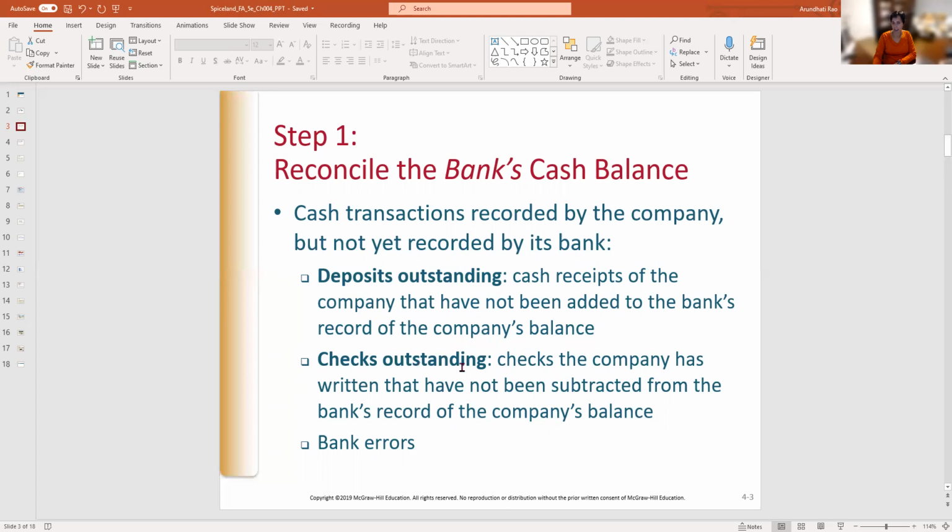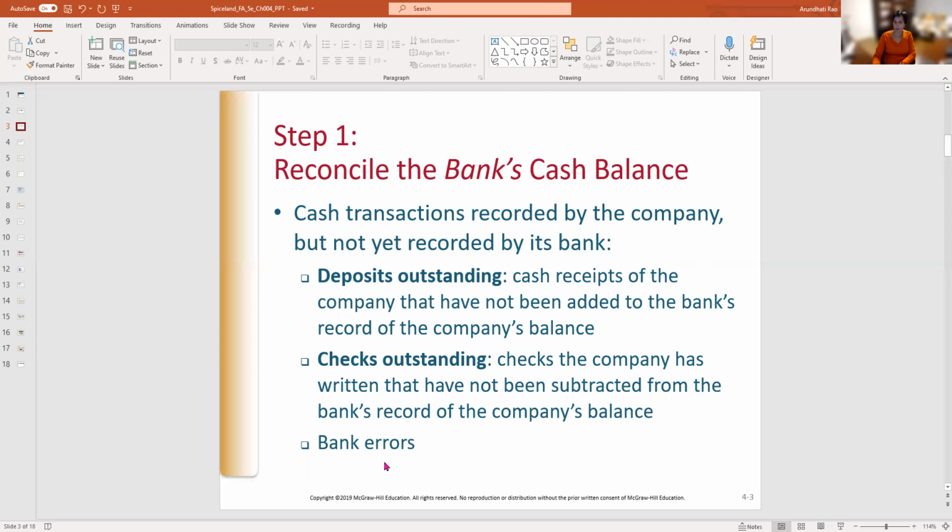Checks outstanding, on the other hand, means these are checks that I have written out and made as payment to vendors. I may have written and mailed them, and they may not have reached my vendors yet, or they've reached the vendor, but they've not yet deposited, or they may even have deposited, but it's not yet cleared the bank. All that means is, in my books, I'm already saying cash has been paid. Cash is credited, saying that this money is out of my account, but the bank is still showing the money in my account. So deposits in transit and checks outstanding are two timing differences.